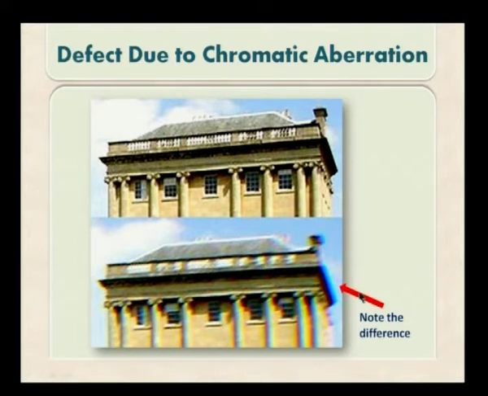The point to be noted is the following: this edge is very different from this edge here, and this defect is due to chromatic aberration. The much clearer thing will be what is called distortion, the images that you get because of distortion.